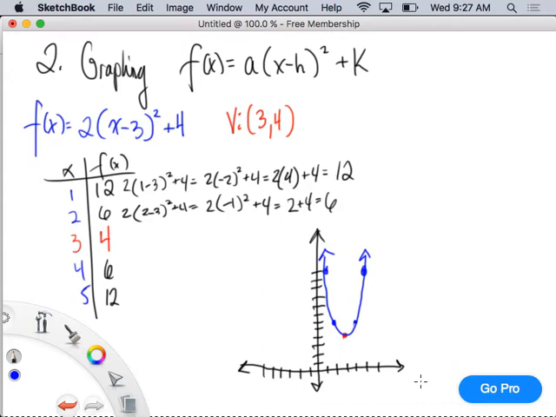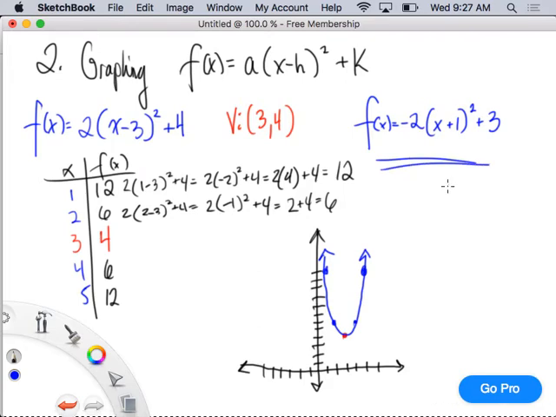So now you'll do an example problem just like this. Your example problem is f of x equals negative 2 times (x plus 1) squared plus 3. That's your example problem. So you guys go ahead and plot. Do that one on your own. Find the vertex, fill in the table, plot the points, and graph.